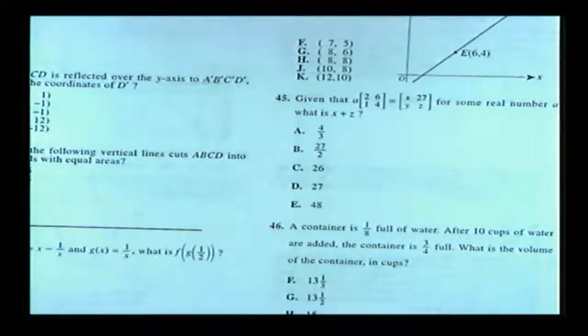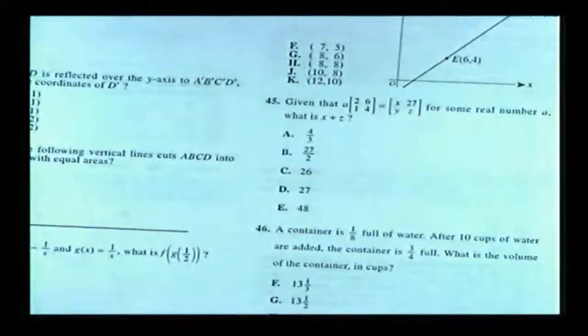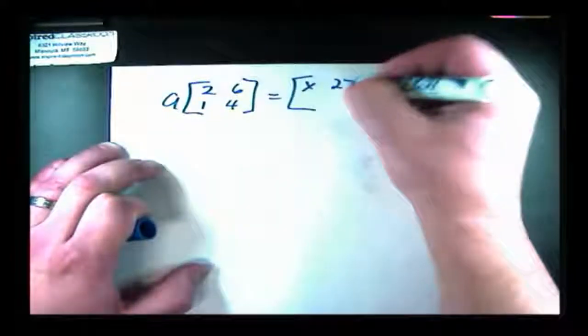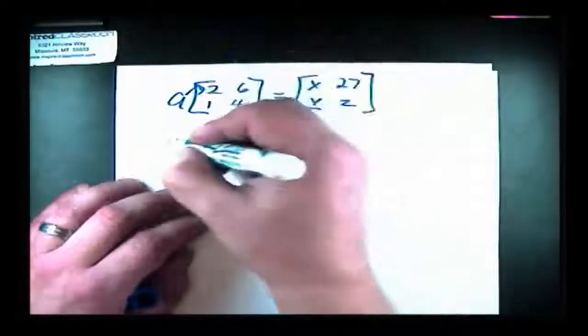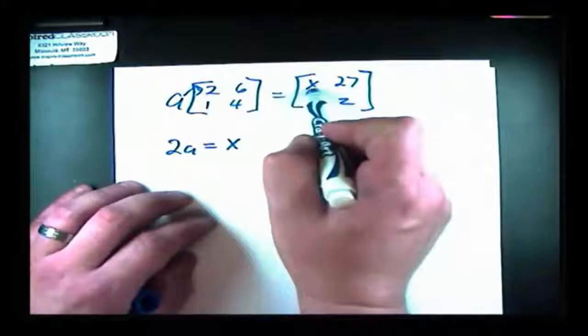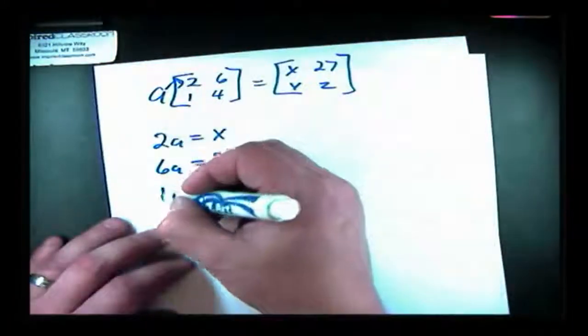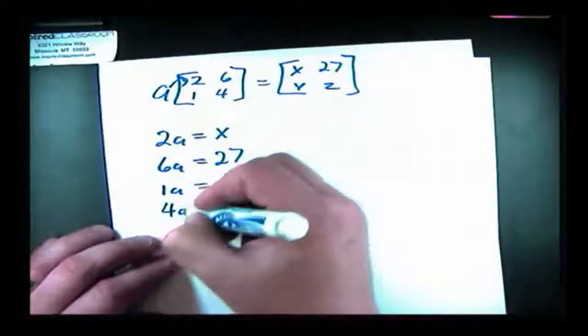So you can multiply a matrix by some number like A. And it's really easy. All you do is multiply everything in the matrix by whatever A is. So, let's zoom out here. We have A times some matrix 2, 6, 1, 4, and it equals x, 27, y, and z. So I said, okay, well I know that if I distribute this in, then 2a is equal to x, because that's going to be that term. 6a is going to equal 27. 1a is going to equal y. And 4a is going to equal z.